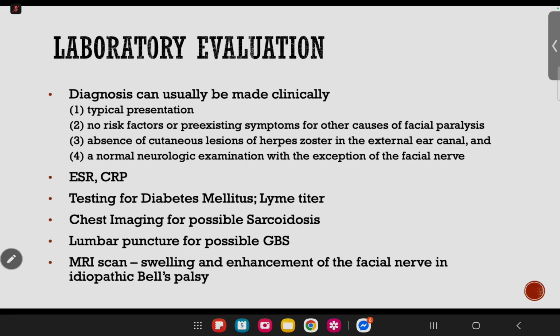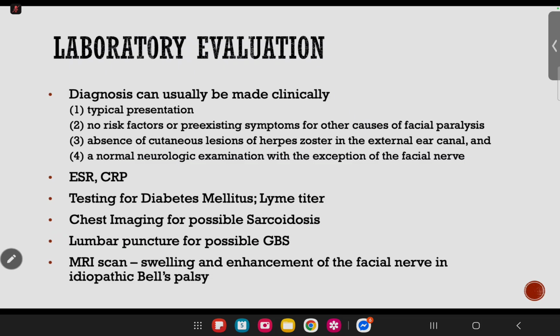So diagnosis can usually be made clinically in patients with typical presentation, no risk factors or pre-existing symptoms for other causes of facial paralysis, absence of cutaneous lesion of herpes zoster, known as the Ramsay-Hunt syndrome, and there's normal neurologic examination with exception of the facial nerve.